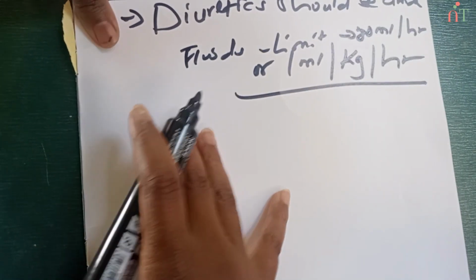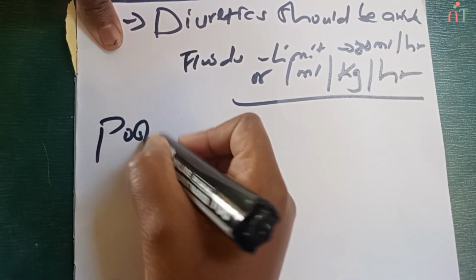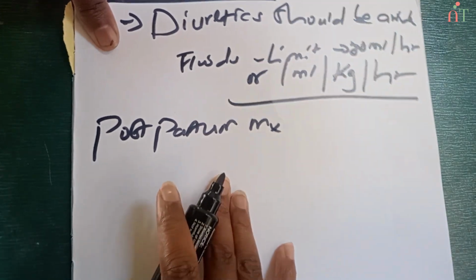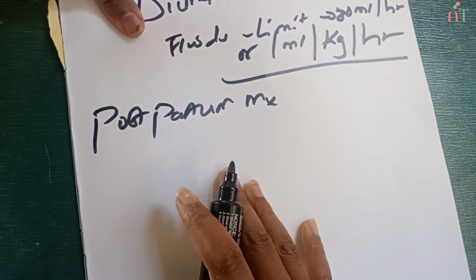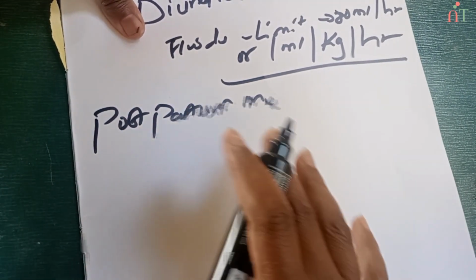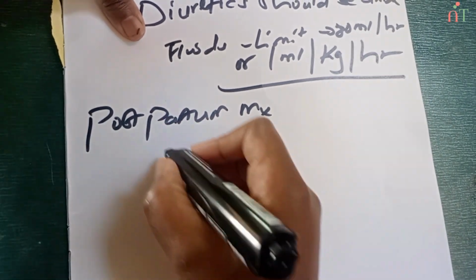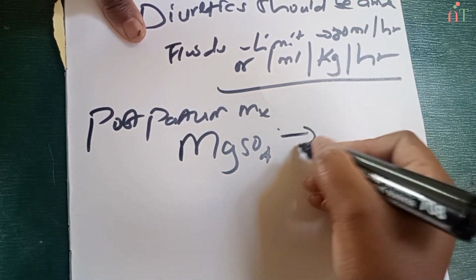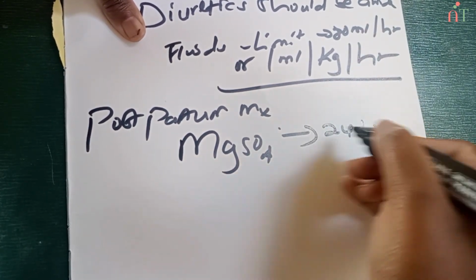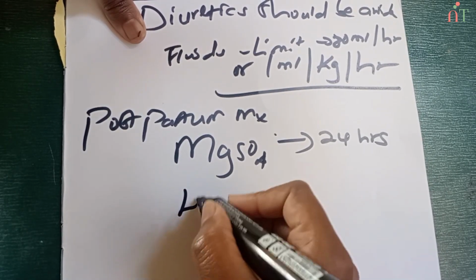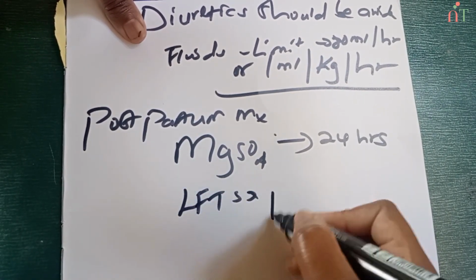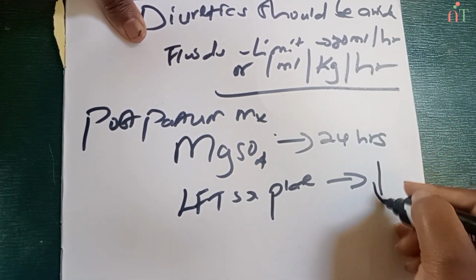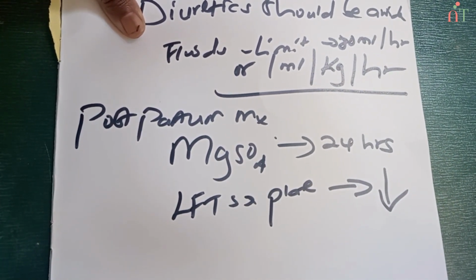Let us now talk about postpartum management. Magnesium sulfate seizure prophylaxis should be continued for 24 hours postpartum. And then LFTs, liver function tests, and platelet counts should document at least decreasing values before you discharge this patient.